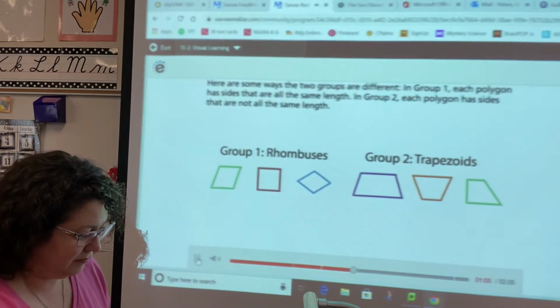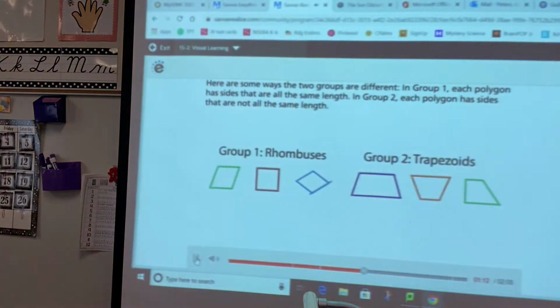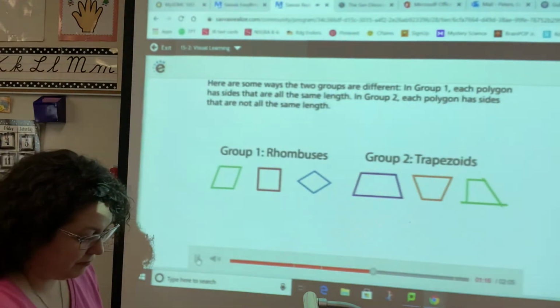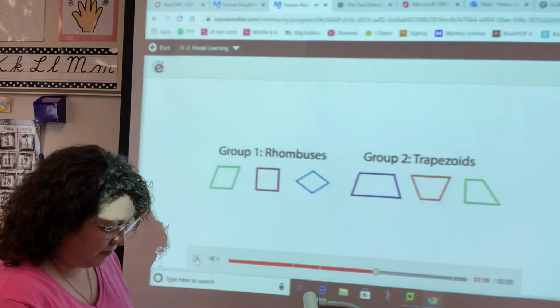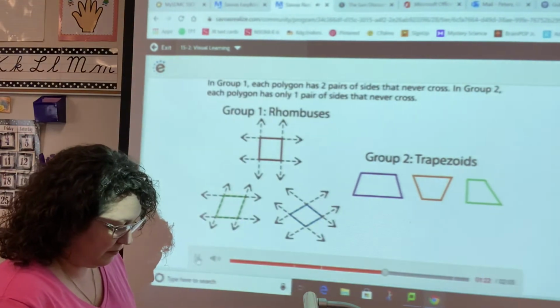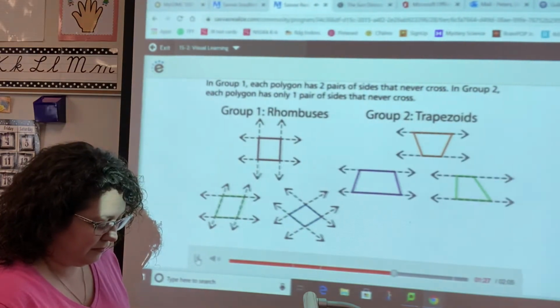Here are some ways the two groups are different. In group 1, each polygon has sides that are all the same length. In group 2, each polygon has sides that are not all the same length. In group 1, each polygon has two pairs of sides that never cross. In group 2, each polygon has only one pair of sides that never cross.